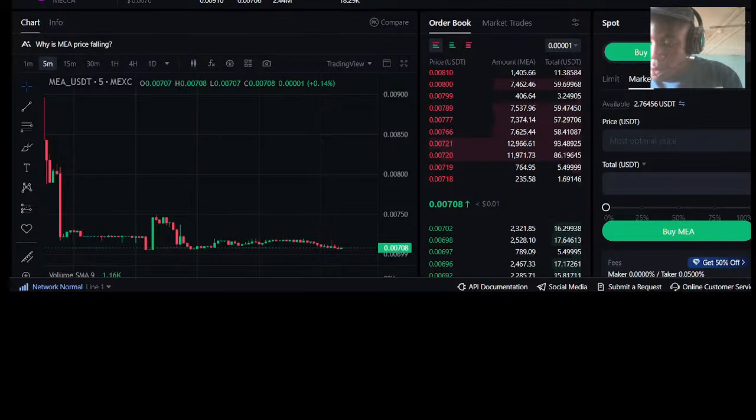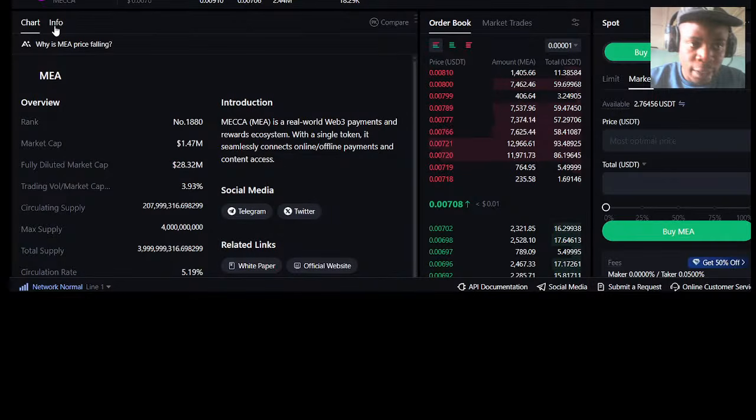So trading live data shows MEA price around the level posted on CoinGecko, CoinMarketCap. Okay, come under info, you see that the market cap currently is $1.47 million, and the fully diluted market cap is at $28.32 million. The circulation rate is still at 5.19%.